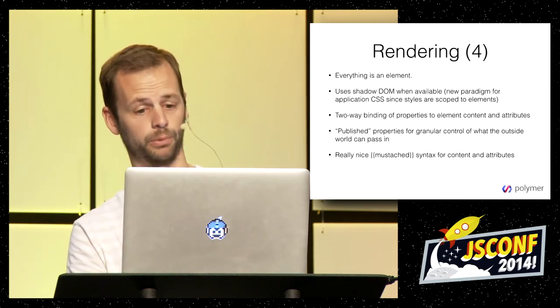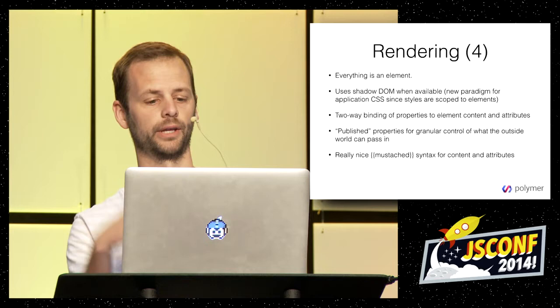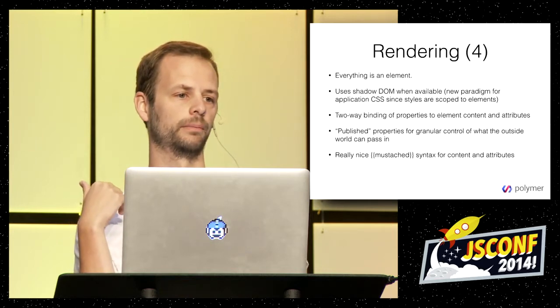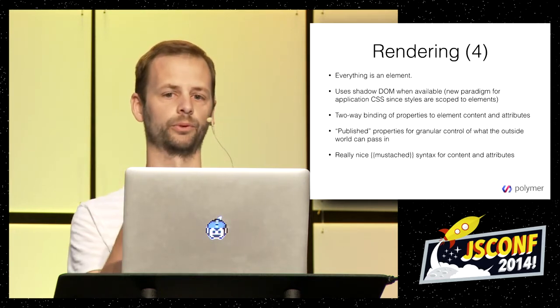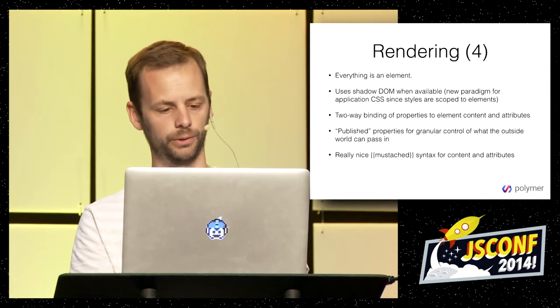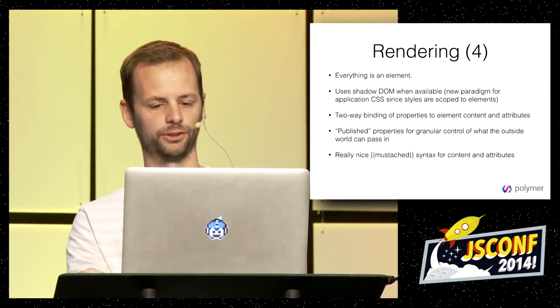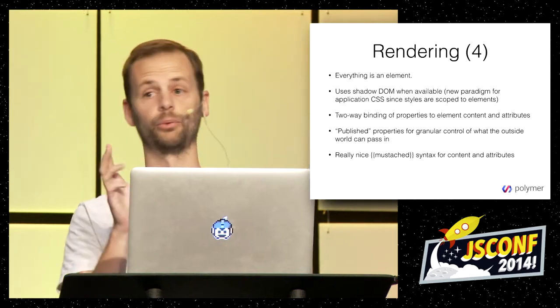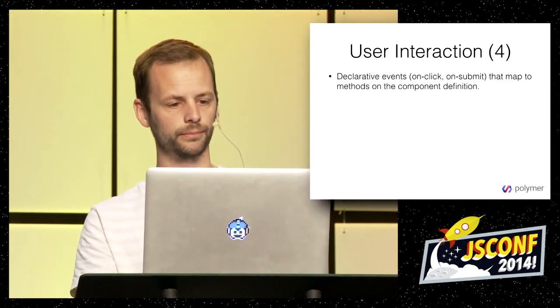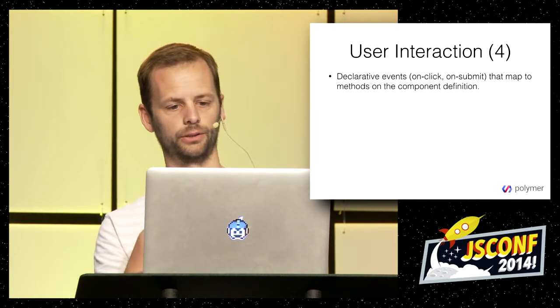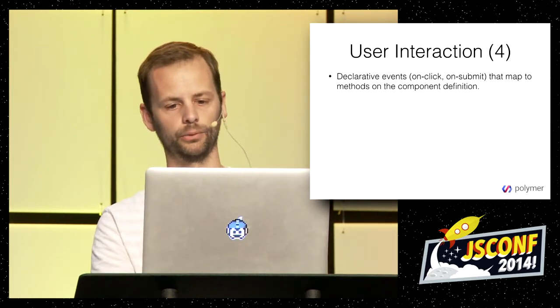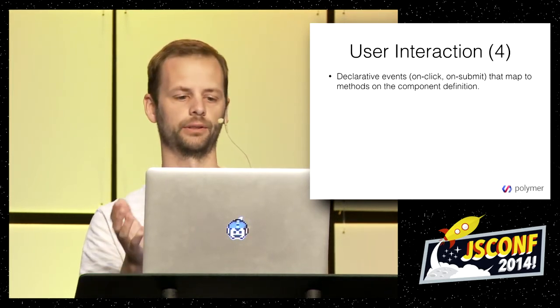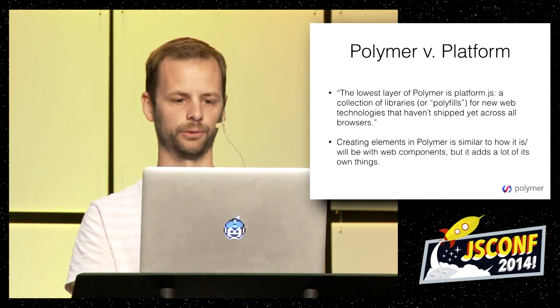You have published properties, so you have more granular control of what the outside world can pass in. Just like normal elements, they don't respond to some types of attributes. And a really nice mustache syntax for content and attributes. You just drop the mustaches anywhere in the template and they will work. User interaction uses declarative events just like the other ones so far, and they just map to methods on the component definition, so very similar.